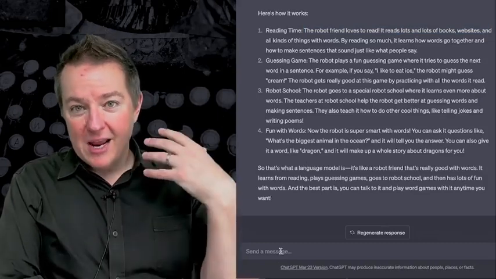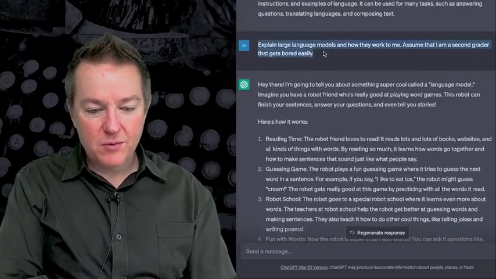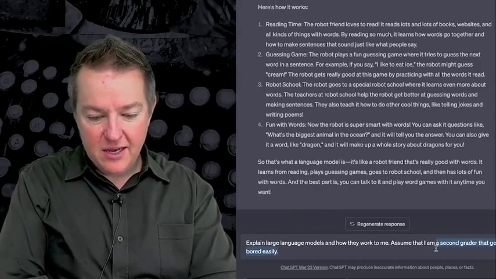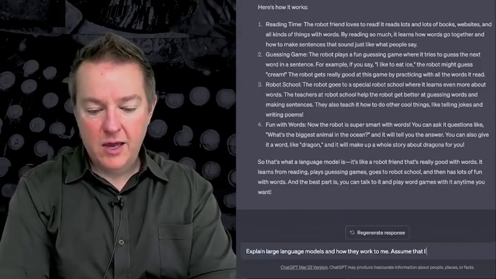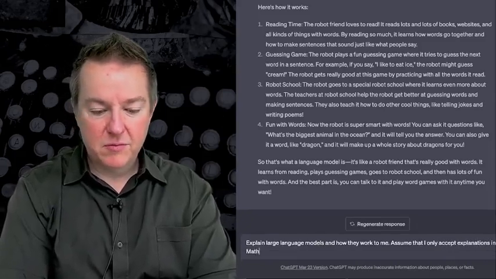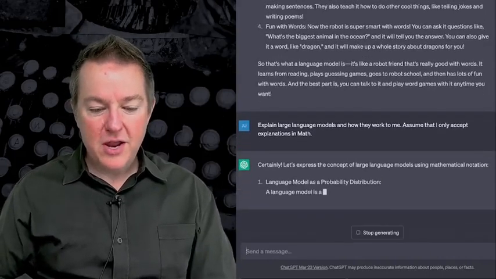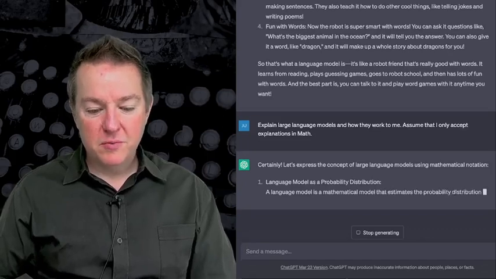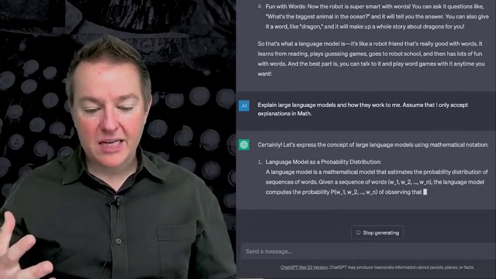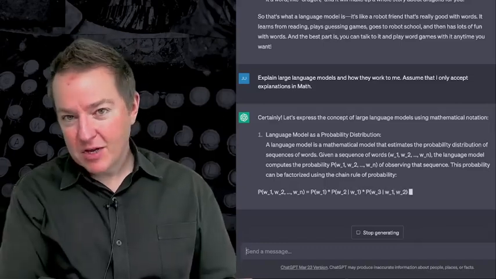And you could go through and ask it to describe it in many different ways. So if we wanted to switch it up from a second grader, and let's say, assume that I only accept explanations in math. And then we could say something completely different. So now it's saying, okay, a language model is a probability distribution, and it's trying to give a mathematical explanation of what a large language model is. And we can see that we're getting something completely different.